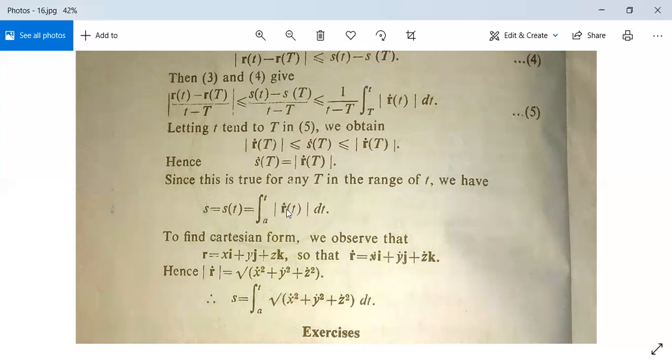Here, when we have r dot, we take its modulus to get root of x dot square plus y dot square plus z dot square. And from r equal to a cos t, a sin t, and b t, we get r dot from there, take its modulus, and integrate from a to t, and after integration substitute the values. Therefore, s is equal to integration from a to t of under root x dot square plus y dot square plus z dot square dt. So in this way, you can calculate the arc length of a curve.